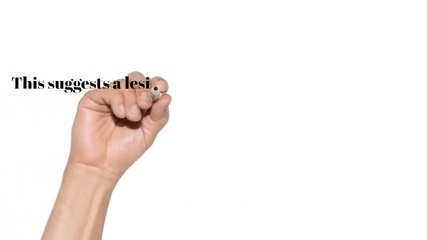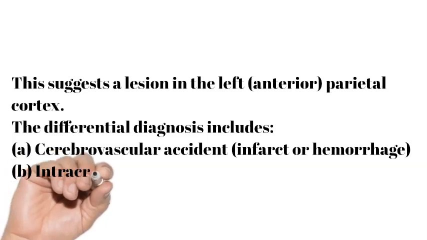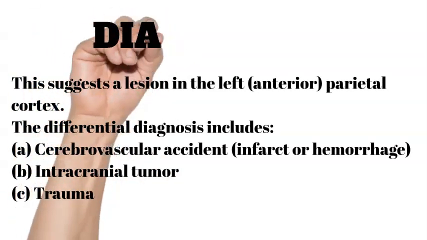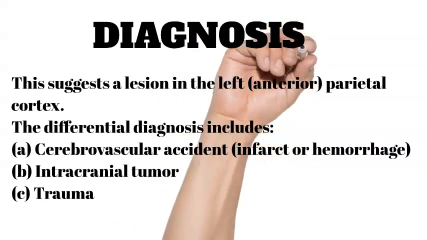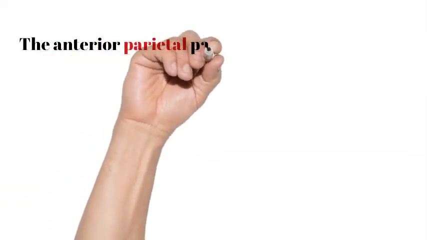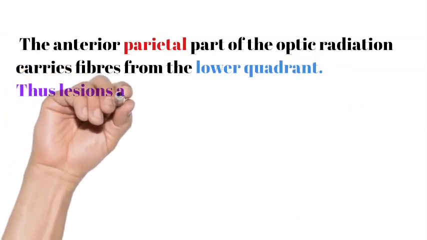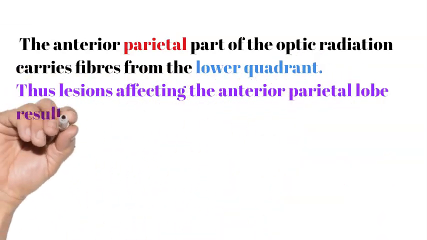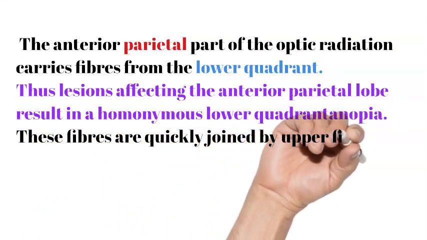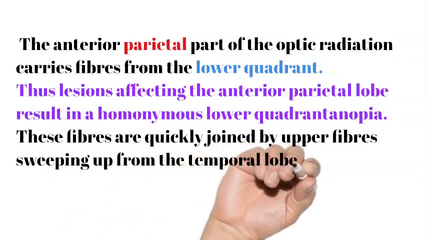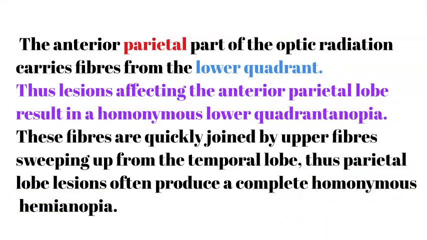The differential diagnosis includes cerebrovascular accident, infarct or hemorrhage, intracranial tumor, trauma. Clinical notes: the anterior parietal part of the optic radiation carries fibers from the lower quadrant. Thus, lesions affecting the anterior parietal lobe result in a homonymous lower quadrant anopia. These fibers are quickly joined by upper fibers, sweeping up from the temporal lobe. Thus, parietal lobe lesions often produce a complete homonymous hemianopia.